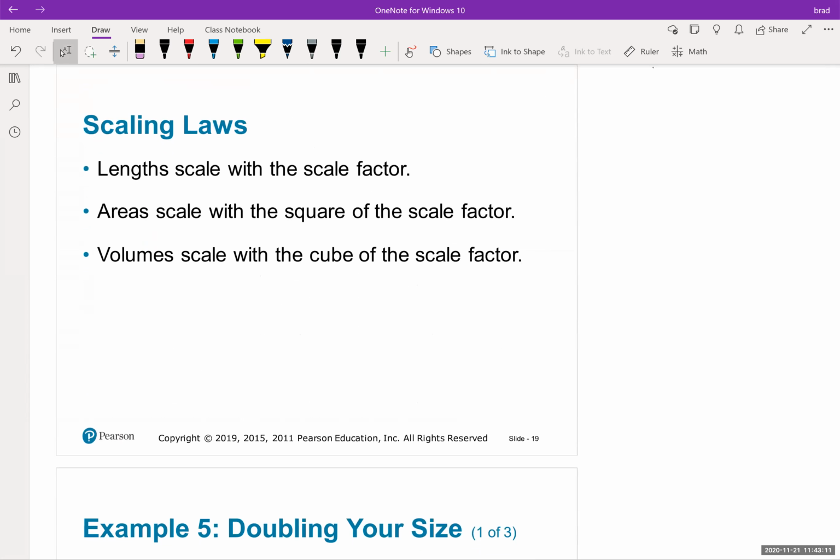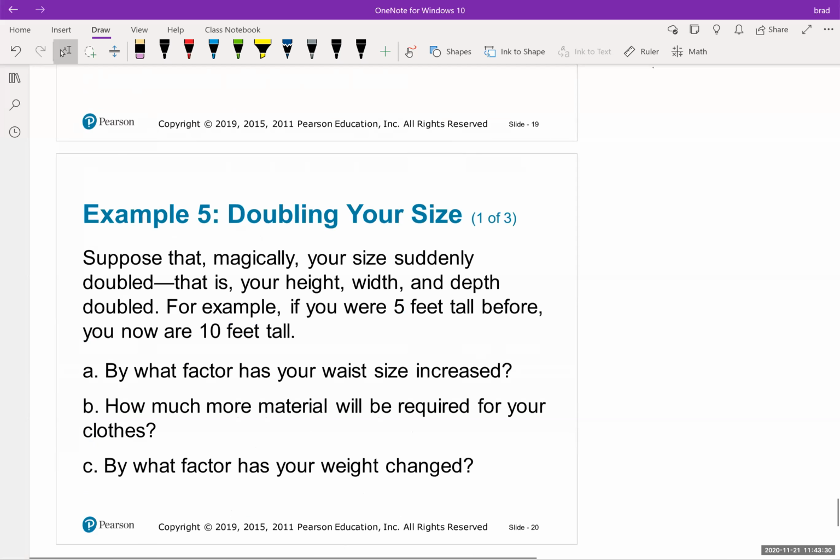Scaling laws: length scales with the scale factor, area scales with the square of the scale factor, and volume scales with the cube of the scale factor. So what you need to do with scaling factor is find out how much it's changing by, and then determine if you're working with length, area, or volume. Okay. I'll show you what that means in this one.